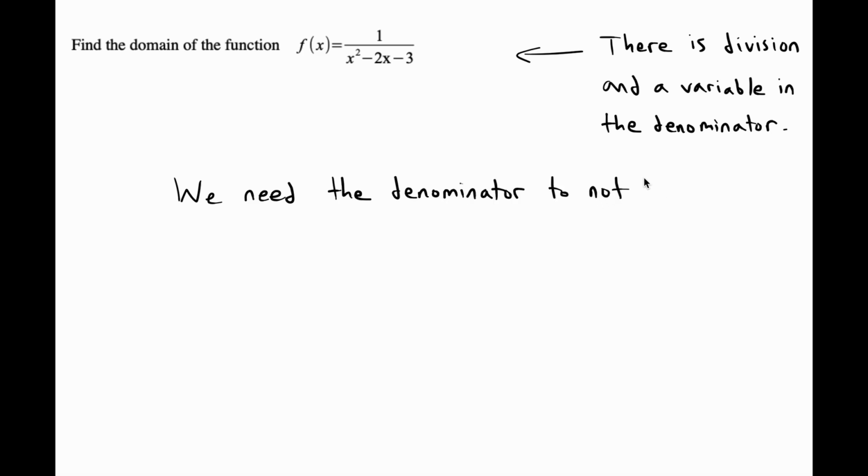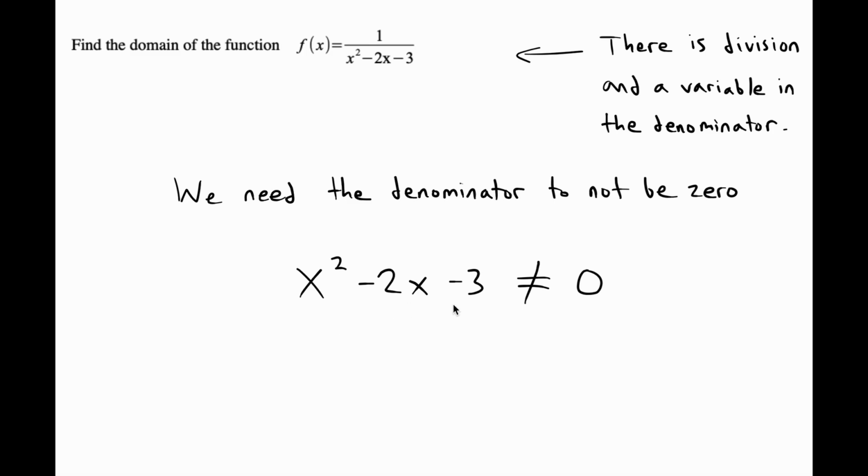to not be 0. So I'll typically write that like this, that x squared minus 2x minus 3 must not be 0. And then I'll look at that statement and see if I can determine the domain just from that statement. One of the things we can do is factor the left-hand side.